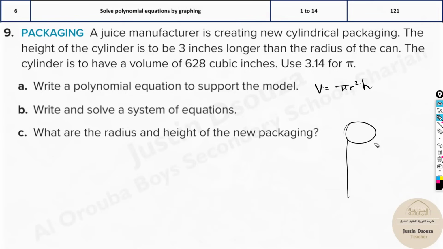A cylinder is like this, right? So what is the cross-sectional area of the circle? Pi r square. And the height you multiply, you get the volume. So that's how we get it. It's a very simple formula to remember: circle area multiplied by the height.